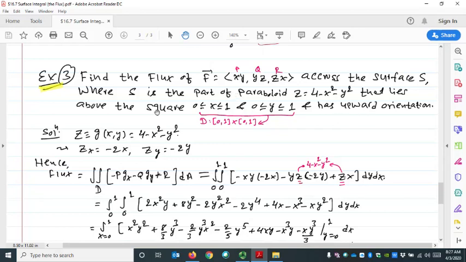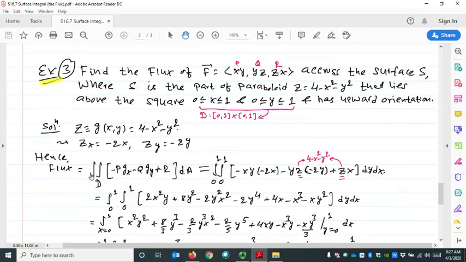So let's start. The function we are taking the partial derivative of is the surface, z = 4 - x² - y², and the partial derivative of z with respect to x is -2x. The partial derivative of z with respect to y is -2y, and then use the formula. The flux equals the double integral over D of -P g_x minus Q g_y plus R dA. Our domain is this square here, where x ranges from 0 to 1 and y ranges from 0 to 1. So with the x limit and y limit, -P, which is -xy, times this partial derivative, -Q, which is -yz, times this partial derivative, -2y, plus R, which is zx, times dy dx.